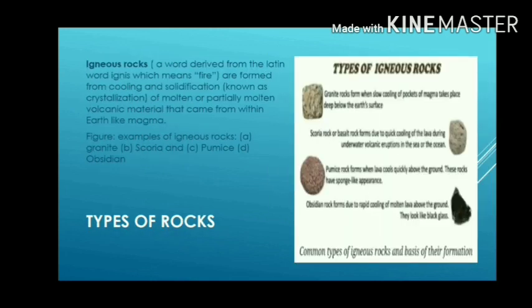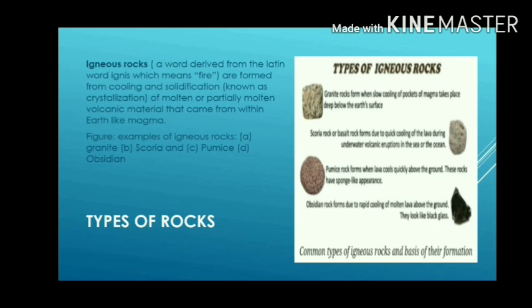So, the first one is igneous rocks, a word derived from the Latin word ignis, which means fire. They are formed from cooling and solidification, known as crystallization, of molten or partially molten volcanic materials that came from within the Earth, like magma.